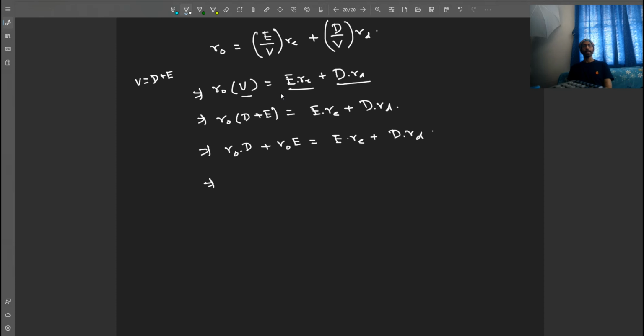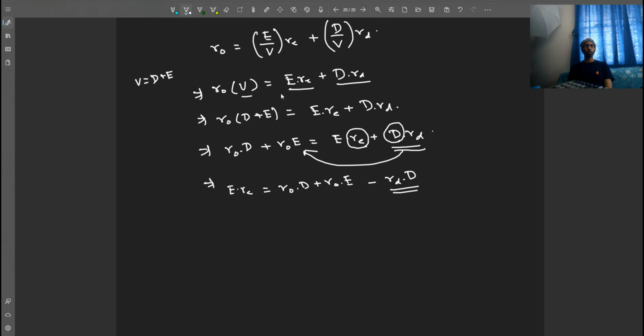Now let's do one thing. We want to find out how RE is related to debt. So let's take this expression on the other side. So here we can write E into RE is equal to R0 dot D plus R0 dot E minus RD dot D. This expression, we have just reversed the expression and written it here.